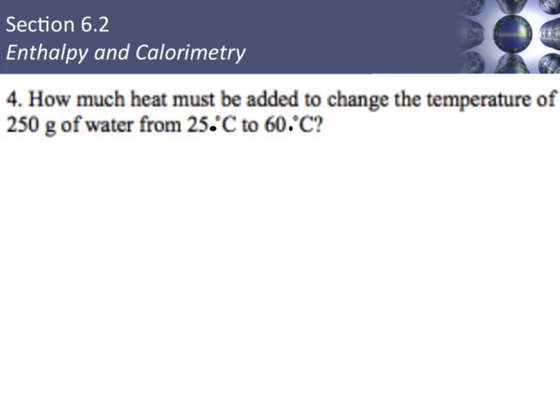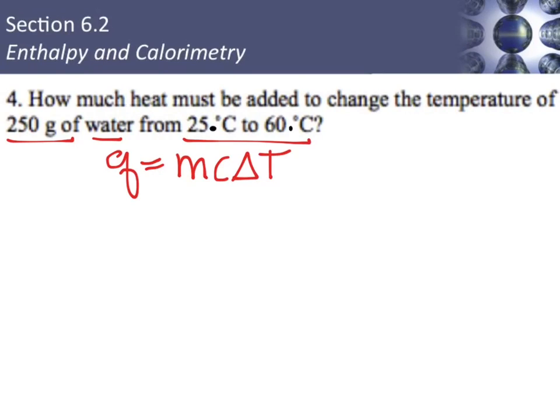So here we go. How much heat must be added to change the temperature of 250 grams of water from 25 degrees Celsius to 60 degrees Celsius? So Q equals MC delta T. Our overall goal is to find what Q is. So what's our mass? 250.